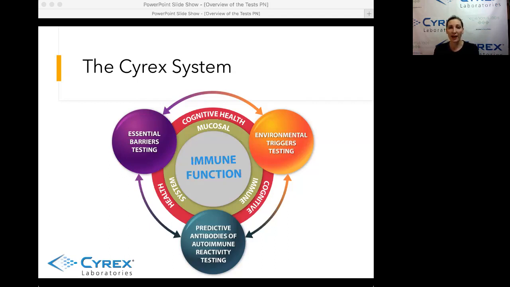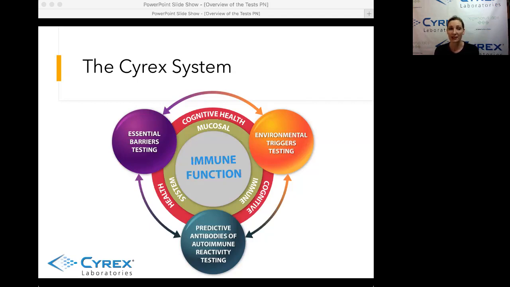So we also look at the essential barriers. Of all of the mucosal surfaces at the moment, we have testing that looks at 2 of those barriers. Barrier permeability and the resultant immune dysregulation and inflammatory cascades that occur are of course fundamental to the development of autoimmunity. And lastly, we look comprehensively at 3 of the 4 categories of immune triggers.